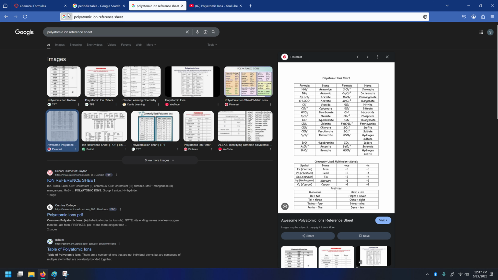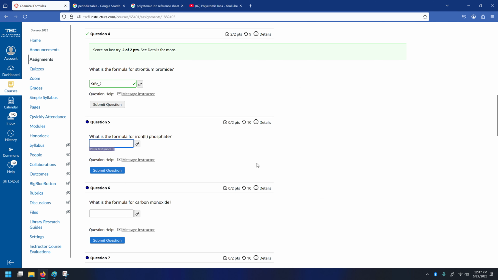When I go ahead and write this in, we're going to be really careful about our syntax here. So it is Fe underscore 3 open parentheses PO underscore 4 close parentheses underscore 2. And so that's telling us that we have 3 of the irons and 2 of the phosphates, and a phosphate is a PO4.